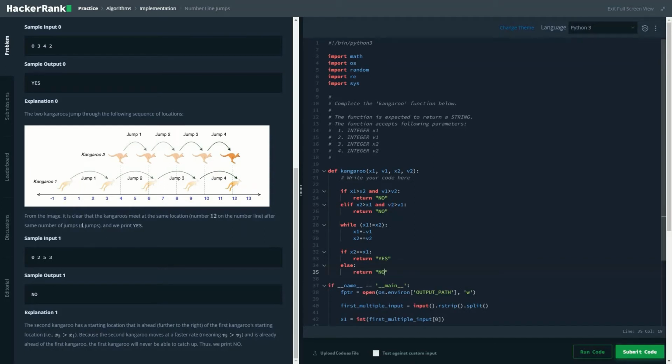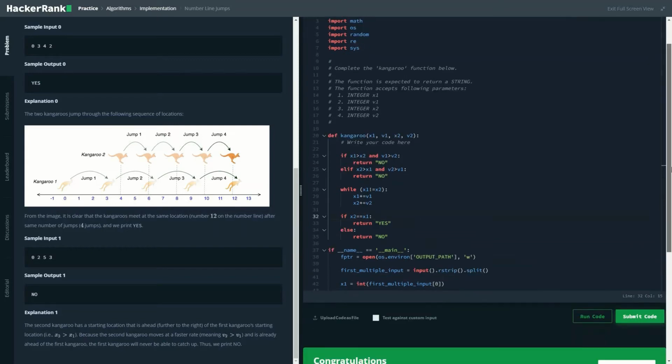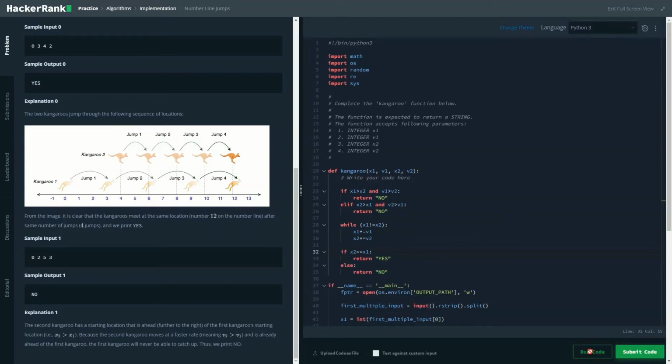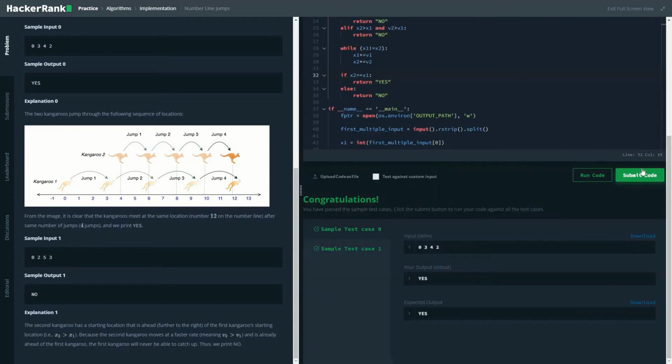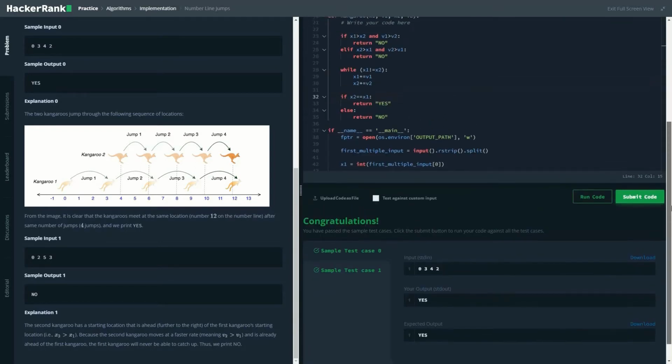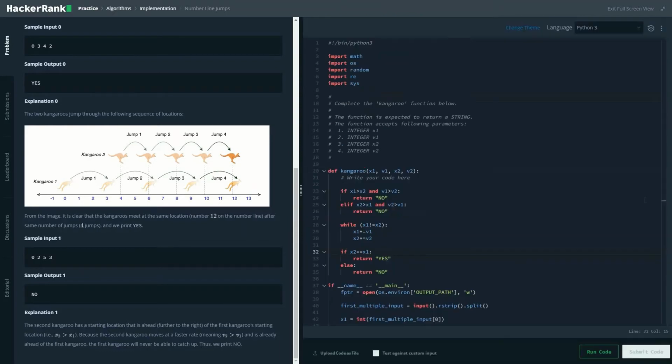Okay, so this is the basic idea. We would be incrementing in this while loop till x1 and x2 are of the same value. Once it reaches that, we return yes, else we return no. Let's run this code, but this code will suffer from a runtime error. Let's run it. As you can see, it passed both the test cases successfully. Let's check for the submission.